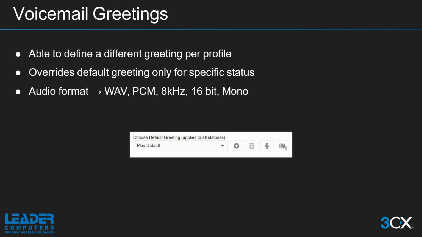And also the profile overrides the default greeting only for a specific status, and the audio format needs to be WAV PCM 8 kHz 16-bit mono, and there is an audio converter that's available directly on the 3CX side. I'll show you how to use that and where to find it, because that makes things easier rather than going to a third-party converter and making sure it follows the right pattern. So you can just use the 3CX converter. Just go there, upload the file in any format, and it's going to give you the file with the correct format that is accepted by 3CX.